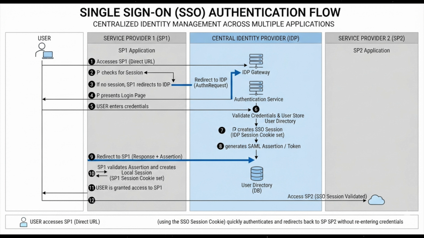All your apps trust a central identity provider, the one source of truth for your identity. When you log in to app A, the identity provider issues a session. When you then open app B, it checks with the identity provider, is this person authenticated? And the answer is yes, so you are in. No second login is required.